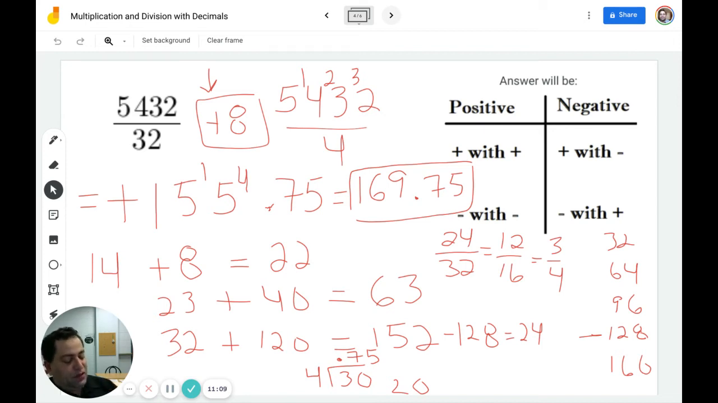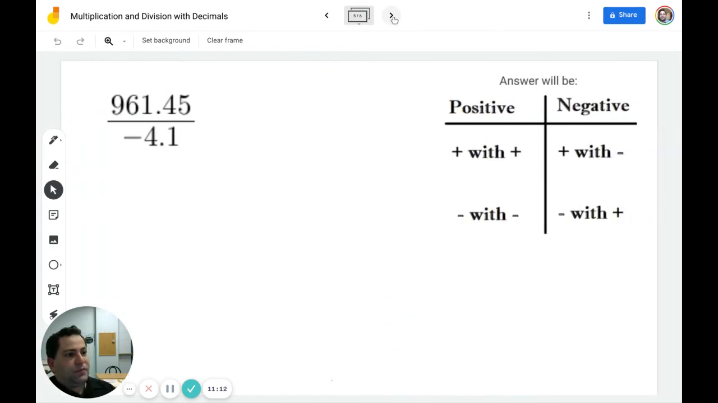Let's try another example. So here I have 961.45 divided by negative 4.1. So first things first, I want to fix this problem so I'm dividing by a whole number. And to do that, I just simply move the decimal the number of spots in order to get a whole number. But I have to move the same number of spots up here. So in other words, 9,614.5 divided by negative 41 is the same problem, and I get the same answer.